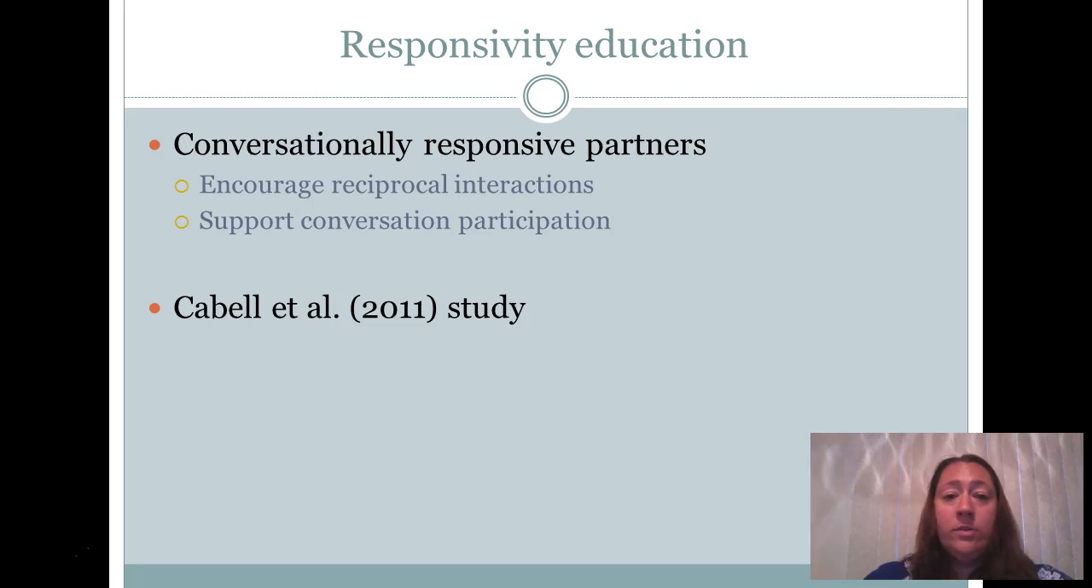Cabell et al. 2011 conducted a study to determine the following. Does preschool teachers' participation in responsivity education increase the language and literacy skills of children in their classroom? And to what extent are the effects of responsivity education on children's language skills moderated by their entry-level language skills? 49 teachers participated in the study and were assigned to a responsivity education intervention or a business-as-usual control group. 330 students who were aged 3 years, 4 months participated in the study.